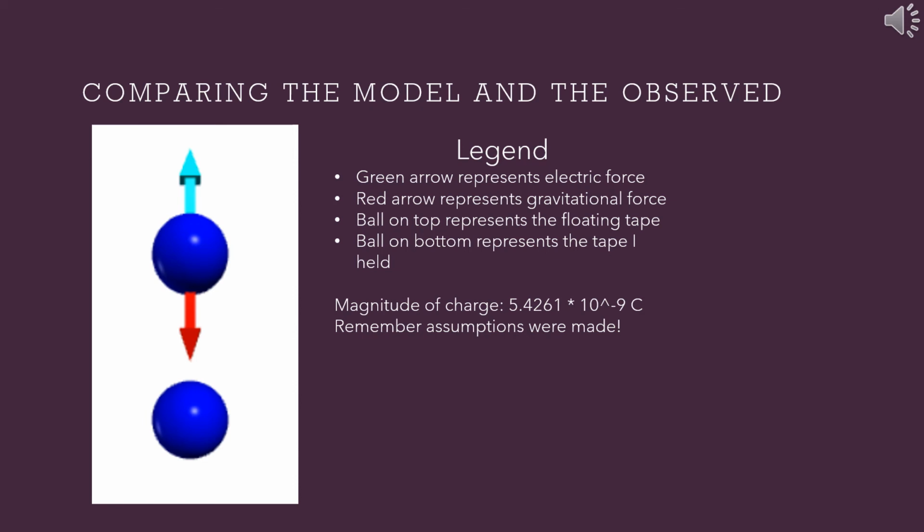The model found the same charge required as in my observations, 5.4261 times 10 to the negative ninth coulombs. The same assumptions made during the experiment continued into the model, with it not having air resistance, it treating the tapes as point charges, it saying both charges are equal, and it using the possibly erroneous R value.